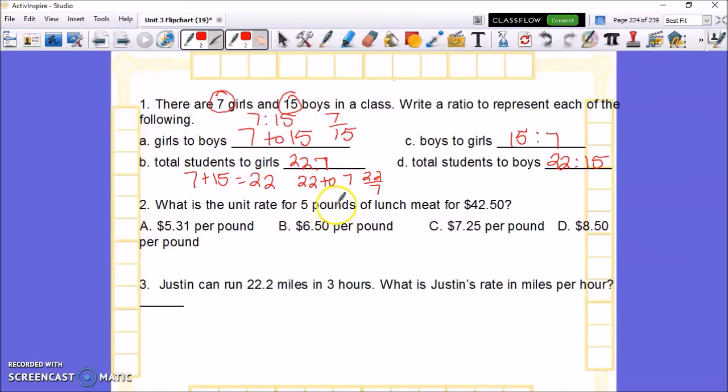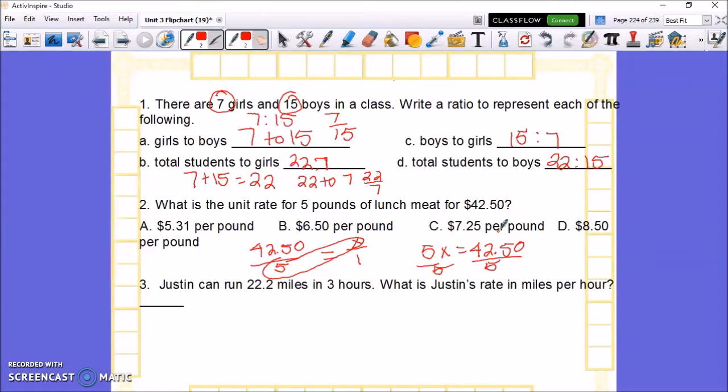What's the unit rate for 5 pounds of lunch meat for $42.50? Now you can do this 2 ways. You can just find your amount for one, or you can set up a proportion. So if we set up a proportion, we know that it's $42.50 for 5 pounds. But we don't know how many to 1. And then we cross multiply. That'll give us 5x is equal to 42.50. And then we divide both sides by 5.